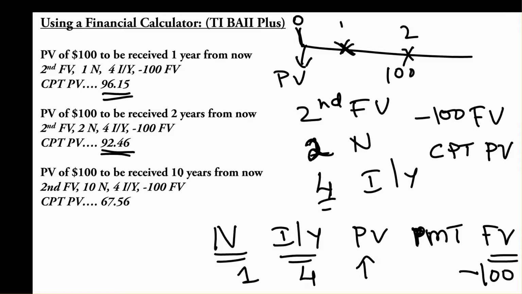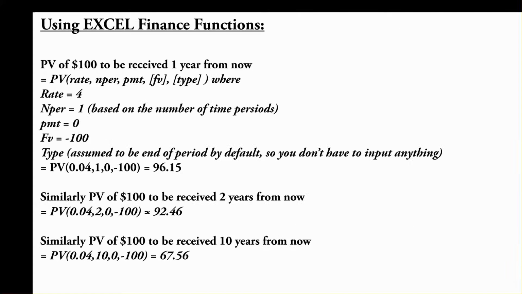When you go to 10 years, again, everything else is the same. The only thing that's going to be different is n. So you have 10 as your n, and then recalculate, and you should get 67.56. Okay, so you can do it using formulas, you can do it using your calculators, and then finally using Excel.